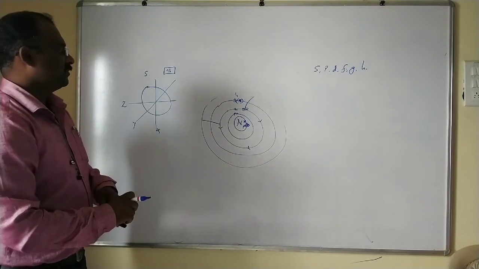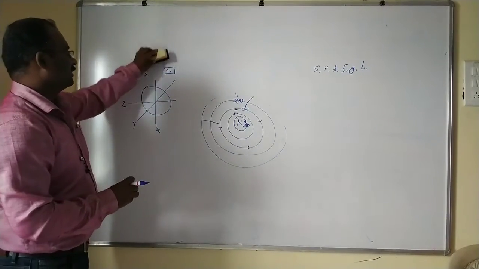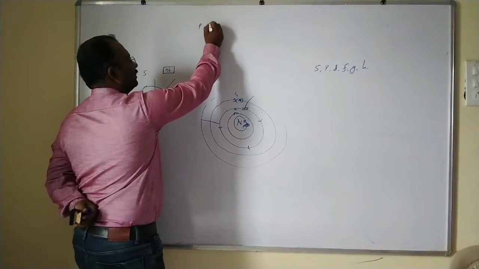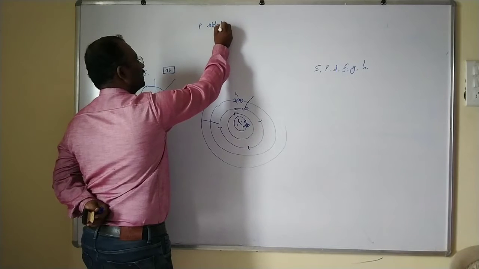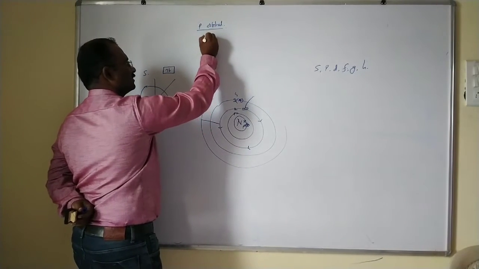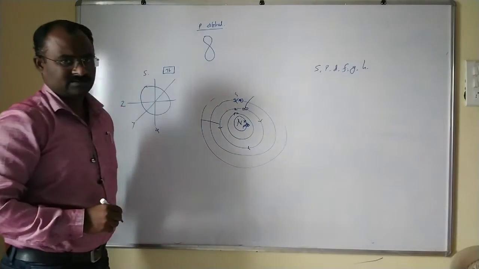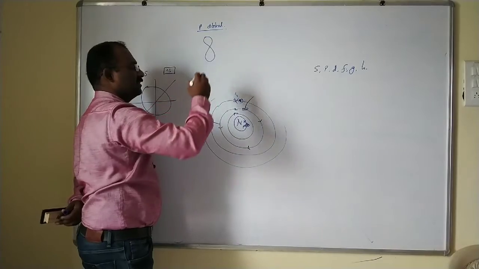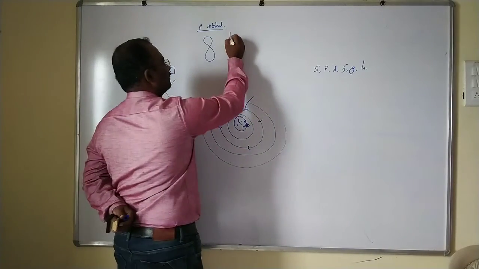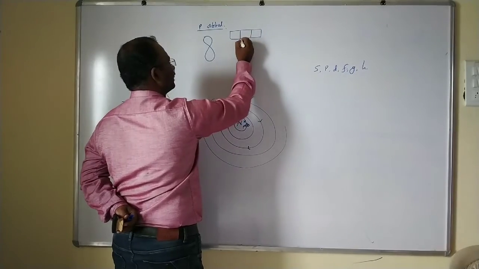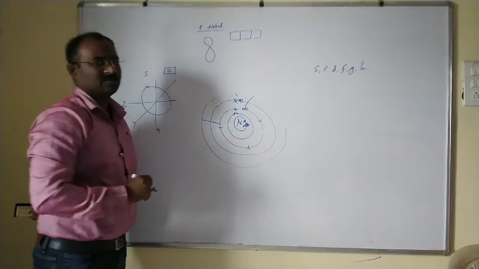Like that, the P orbital has dumbbell shape. It means dumbbell-like. The P orbital has how many suborbitals? We write the P orbital as first, second, and third. It means it has 3 suborbitals.